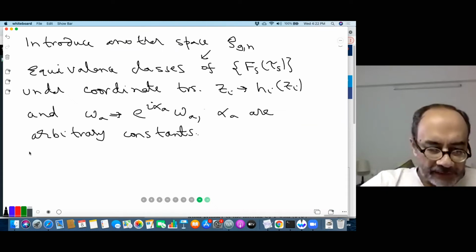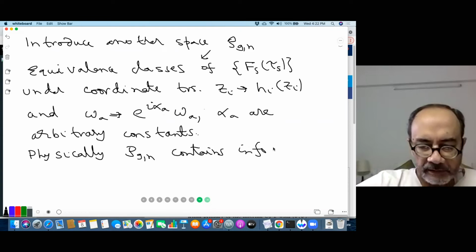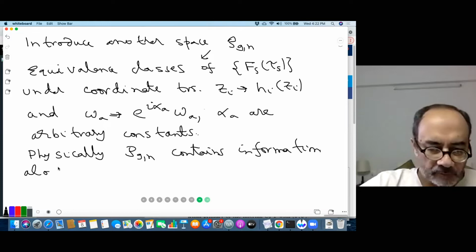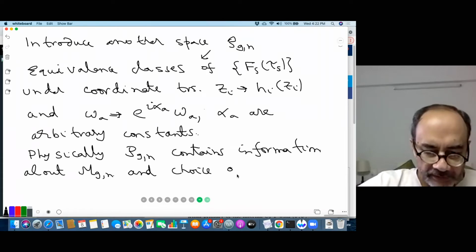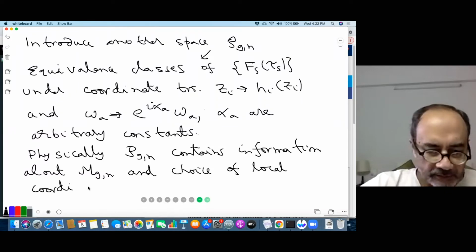So now let me say physically what this is. Physically, PGN contains information about MGN, the point in the moduli space, and choice of local coordinate at the puncture.